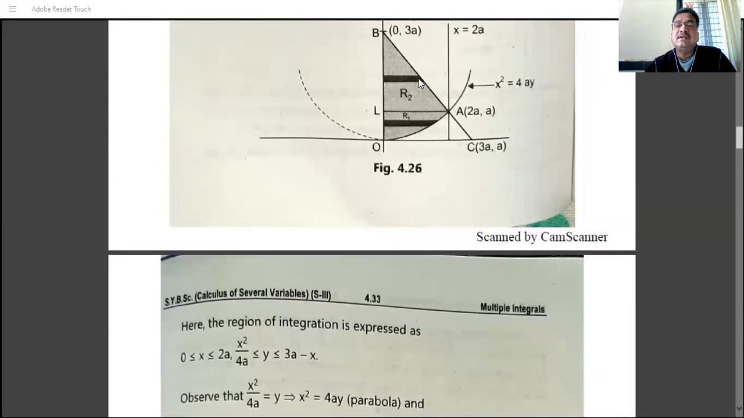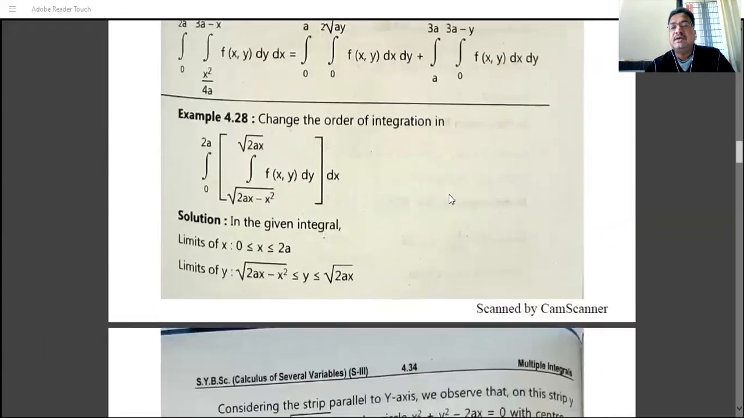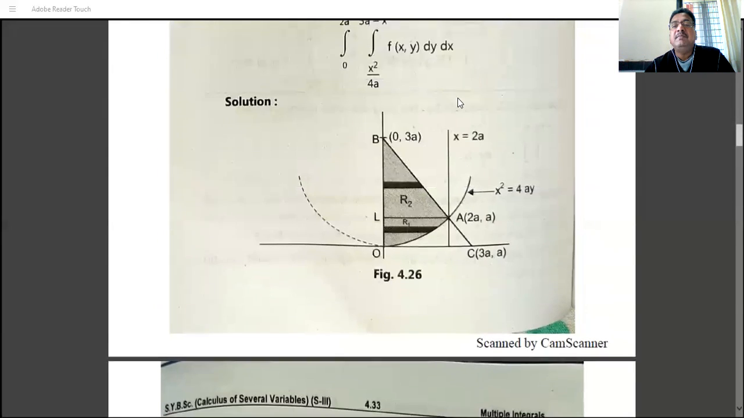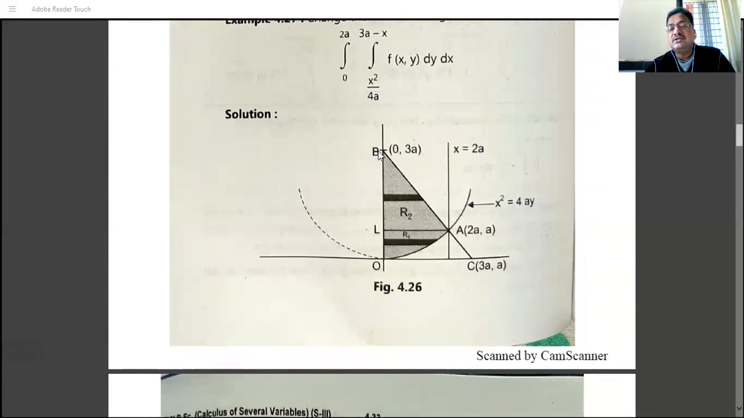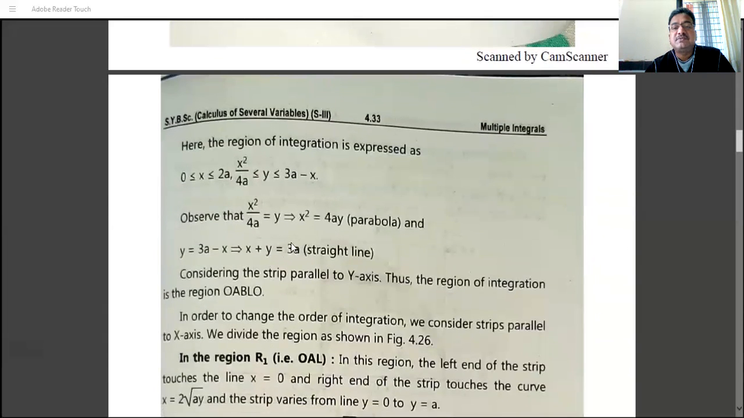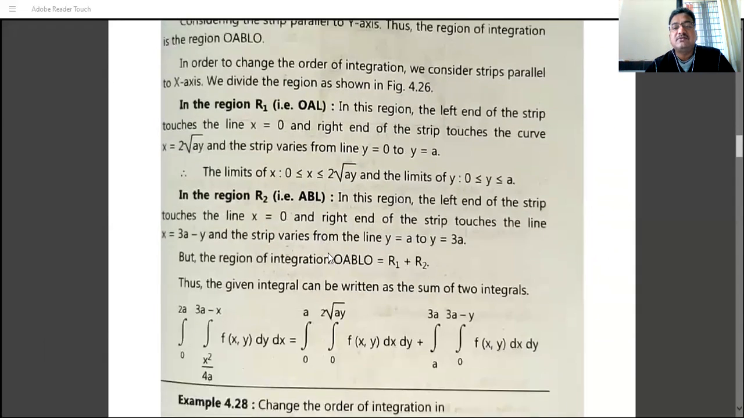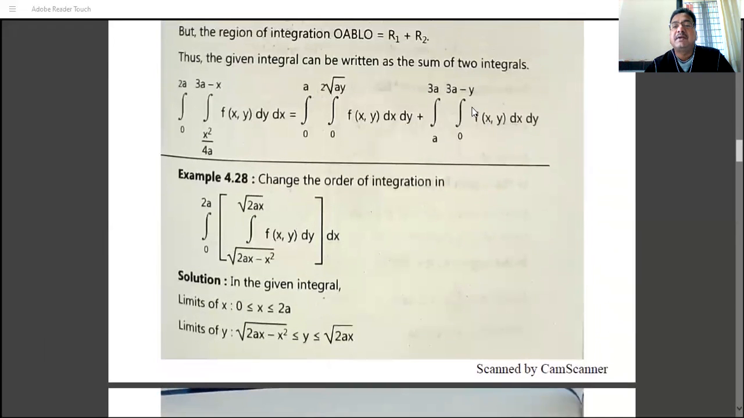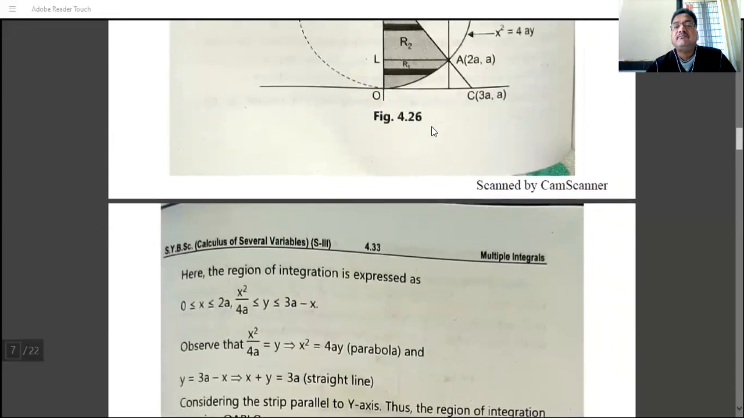So if we consider the region R2, and if we take a strip parallel to the x-axis, then its one end touches the line x is equal to 0. So x is equal to 0 is the lower limit, and the other end of the strip touches the line... what is the equation of this line? This is the line x plus y is equal to 3a, and so x is 3a minus y. So x is equal to 3a minus y is the upper limit.